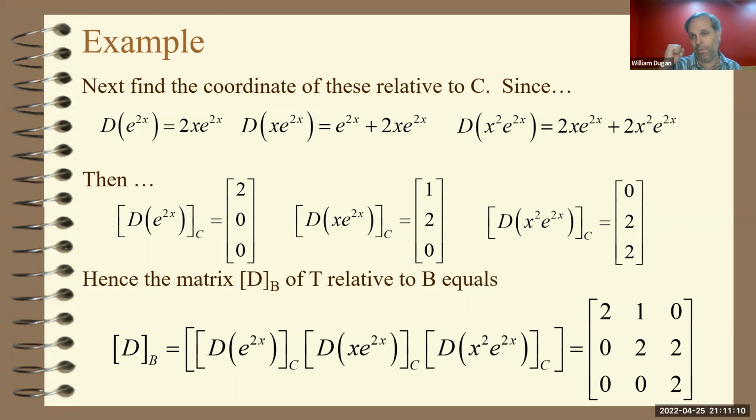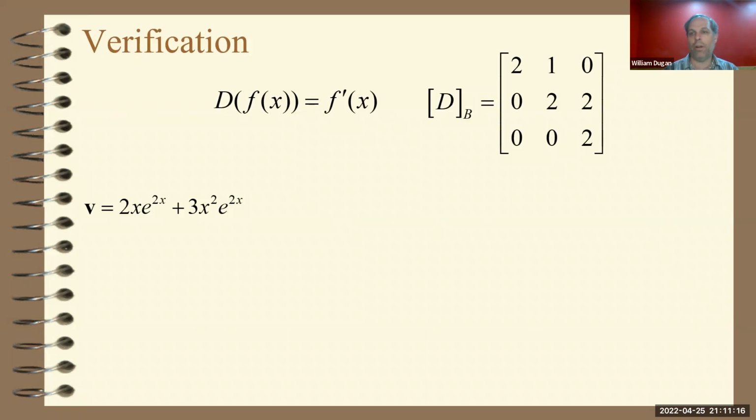If I'm right, we should be able to take a single vector and map it over to get the image of the transformation's coordinates 2 different ways. So let's go do that. Here is the transformation again, just to remind you, and here is the matrix of D relative to B. I just gave you a random vector V. I'll apply D to it, which means take the derivative of that thing. So I smashed out the derivative for you.